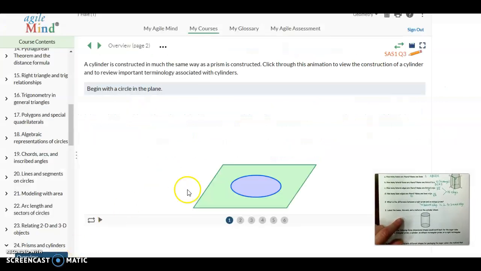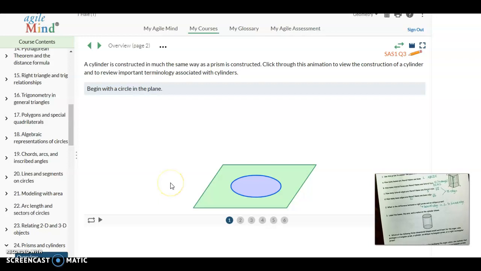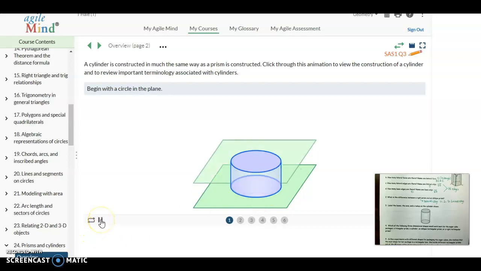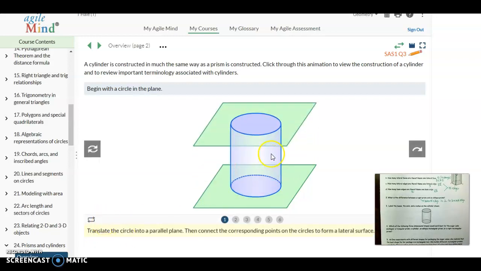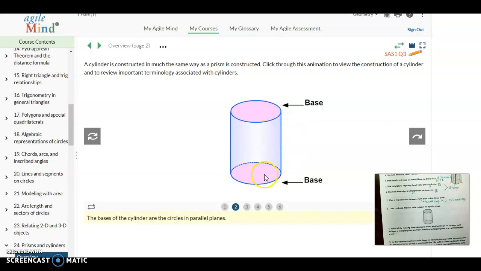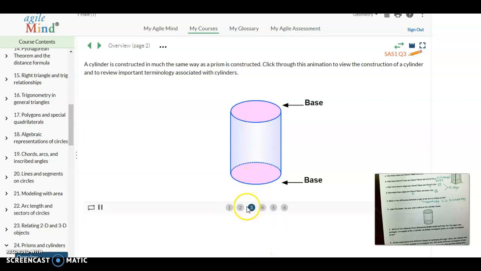All right, so in this animation, we're going to construct a cylinder, and it's constructed very similarly to what we just did with the prism. We're going to start with a circle in the plane, and we're going to translate that circle. And so when we connect the bases there, which are circles this time, then we create a cylinder. So this is a cylinder. The cylinder, of course, has 2 bases just like a prism does. This time the bases are not polygons though, because remember polygons are made up of segments and circles don't have segment sides. So the bases are circles in a cylinder, and they're parallel to each other again.